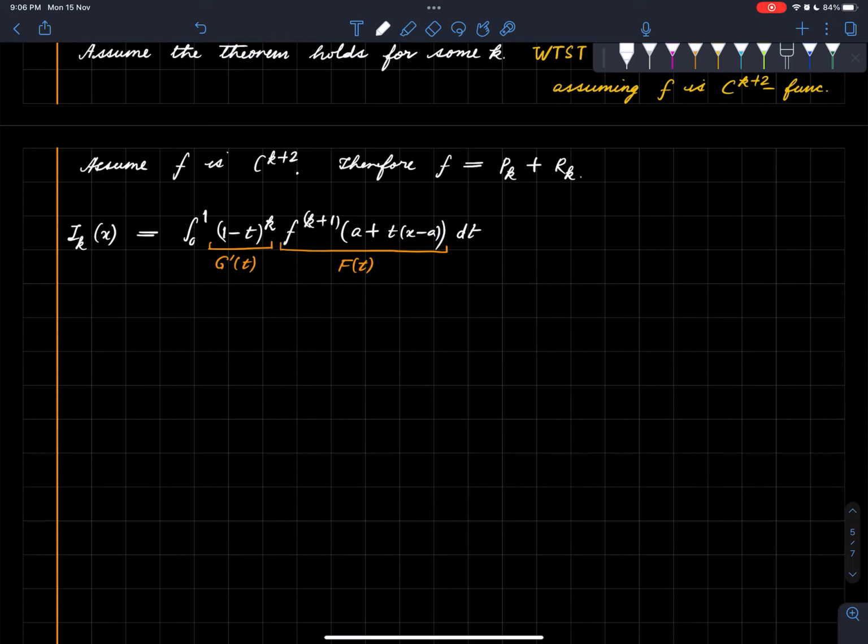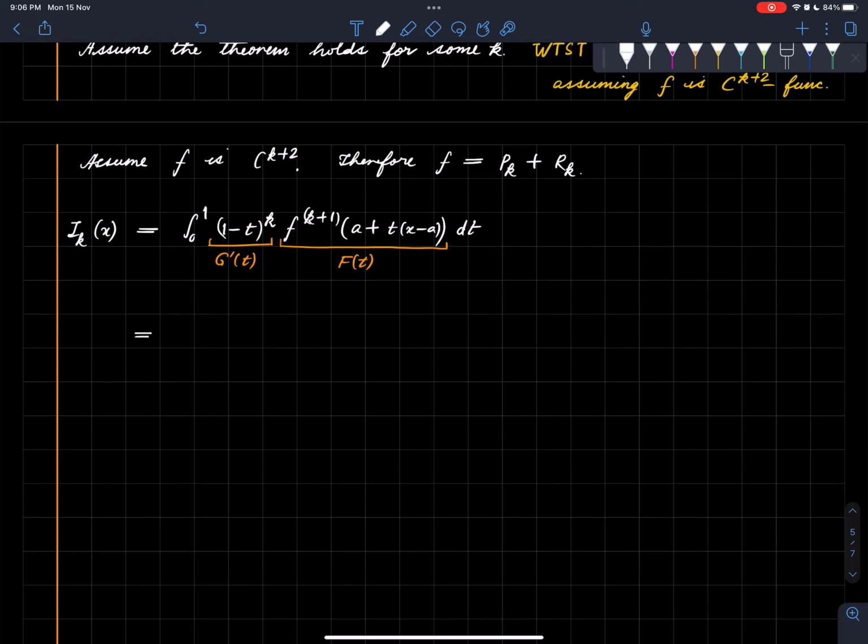So what we get is, the first thing should be f(t)g(t) from t equals 0 to t equals 1. So what is f(t)g(t)? g(t) is minus (1 minus t) to the power k plus 1 divided by k plus 1. That is g(t). f(t) is as written above.